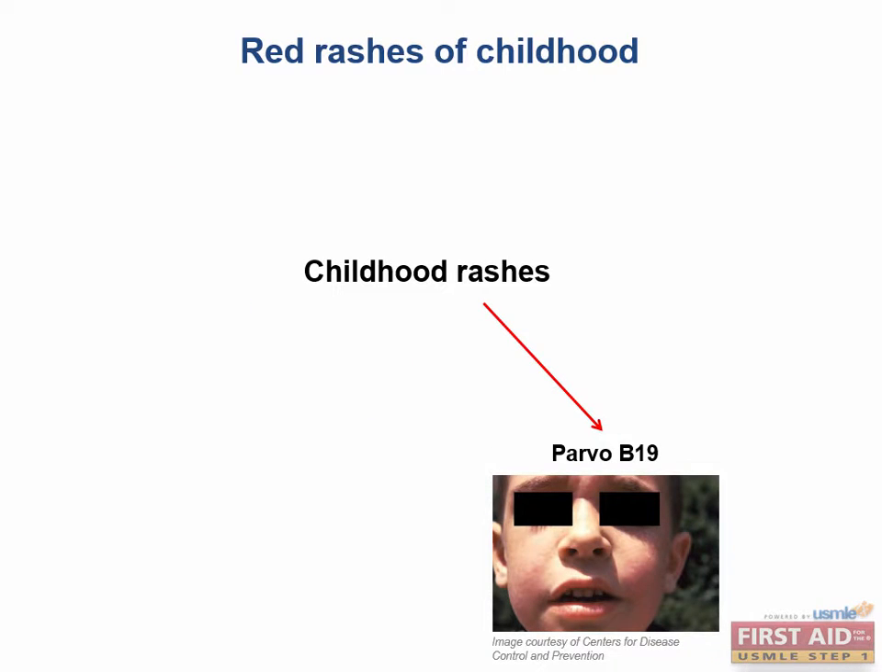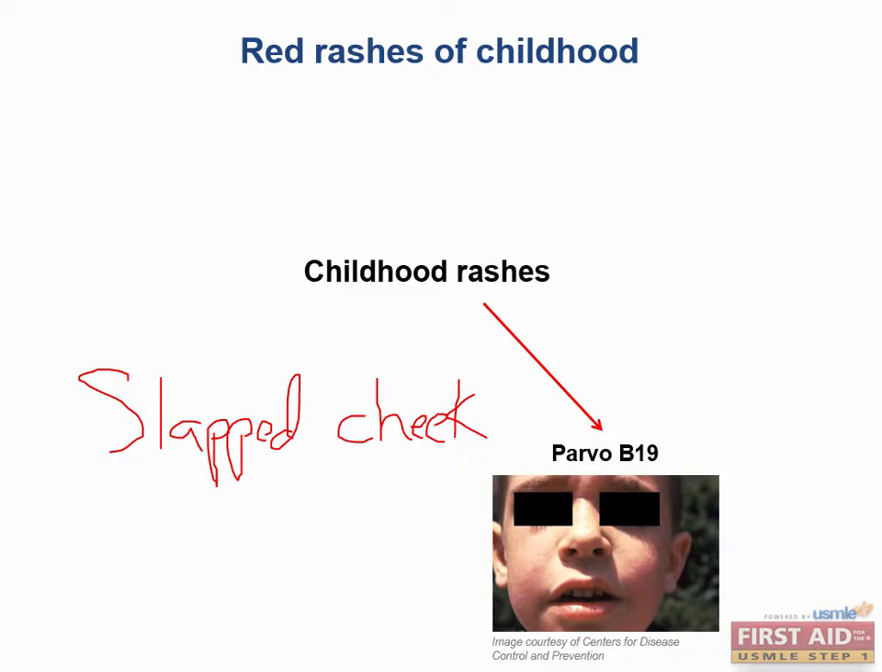Parvovirus B19 causes what is known as erythema infectiosum. This is also called slapped cheek disease. The reason it's called slapped cheek disease is due to the red rash that forms on the cheeks of patients infected with parvovirus. Do you remember what it does to neonates if a pregnant mother is infected?